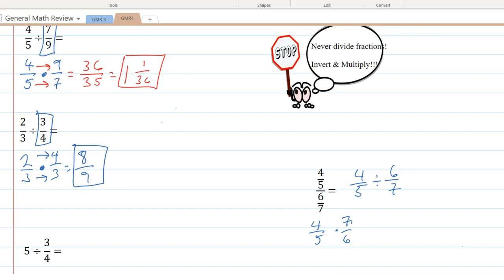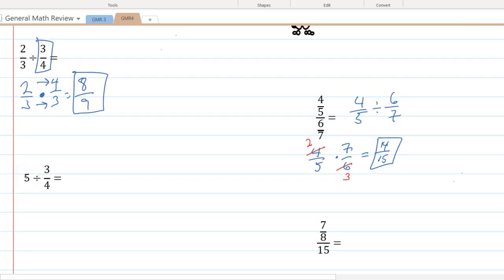Before I multiply this, I can cross cancel. The 4 can become a 2, and the 6 will become a 3 because I reduced them both by 2. Now I'm going to multiply straight across. 2 times 7 is 14. 5 times 3 is 15, and I have my answer.